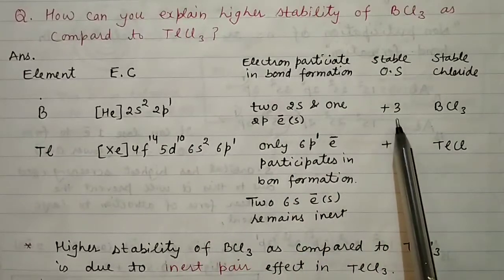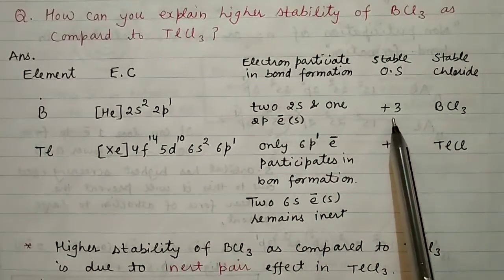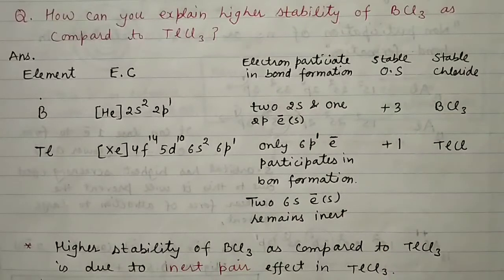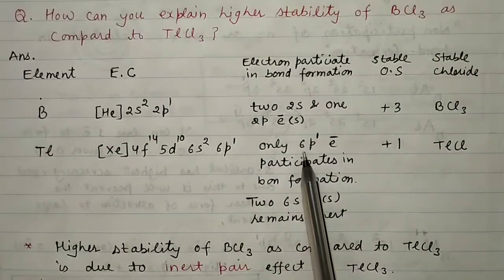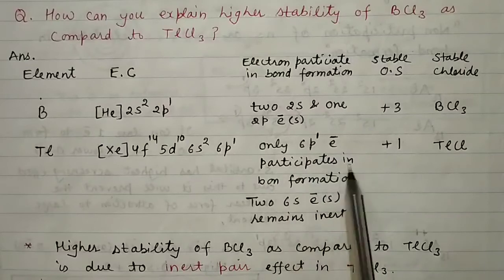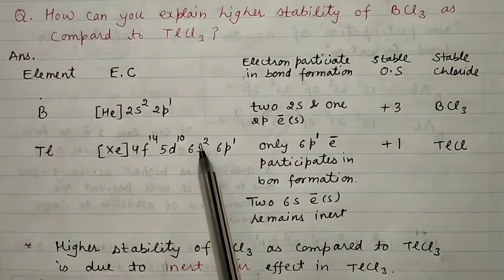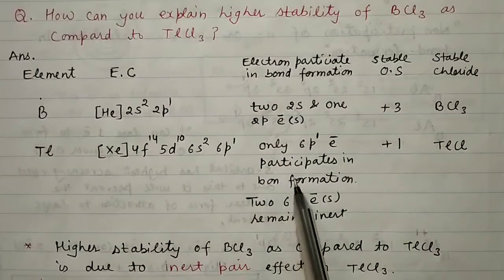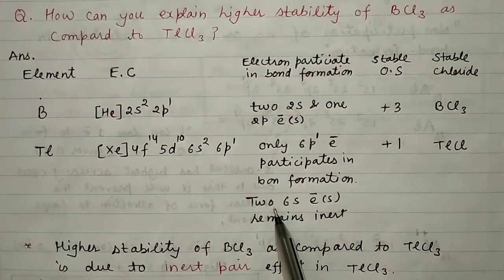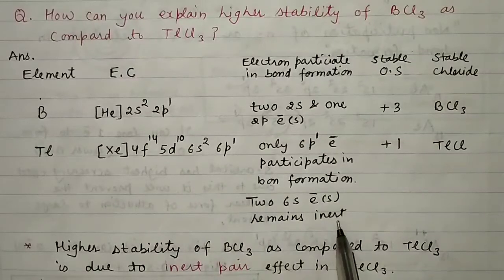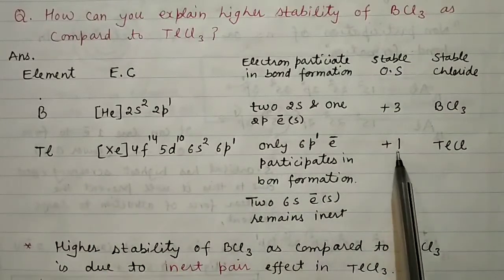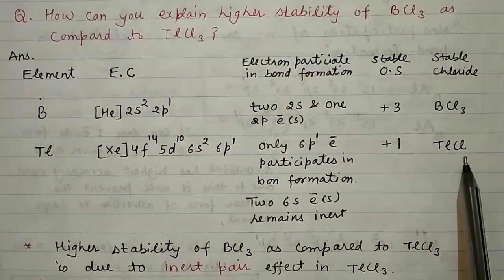So the stable oxidation state is +3, and the stable chloride can bind 3 chlorine atoms, so it will form boron trichloride. Likewise, in the case of thallium, only 1 electron of the 6p orbital participates in bond formation because the 6s2 pair will remain inert. So this is not going to participate in bond formation. So only the 6p electron participates in bond formation. So the stable oxidation state for thallium is +1, so it can bind with 1 chlorine, so the stable chloride for this is TlCl.